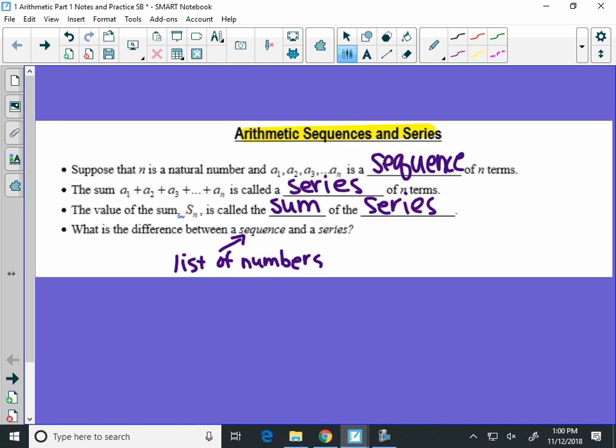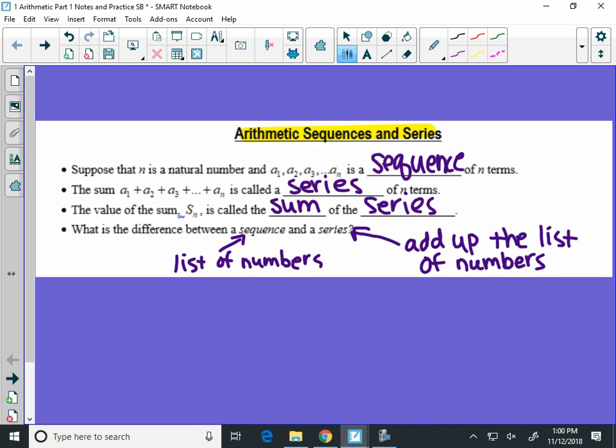We're going to be adding things up, writing out patterns, and finding missing terms, all kinds of things. But the difference here is that a sequence is a list of numbers. A series is when you add up the list of numbers. So that's the difference. A sequence is the list of numbers. The series adds them up.